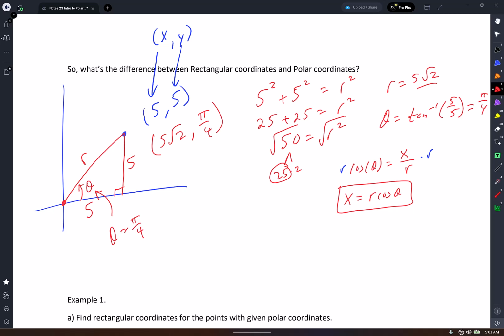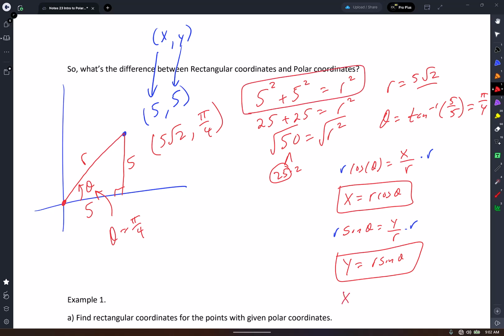And then the same thing for sine, guys. Sine theta equals opposite over hypotenuse. All I'm doing is SOHCAHTOA. Y over r, the y value over r. Then again, times r, I get y equals r sine theta. And then what was the relationship to get the r? x squared plus y squared equals r squared. And then what was the relationship to get the angle theta? Theta equals arctan of y over x.